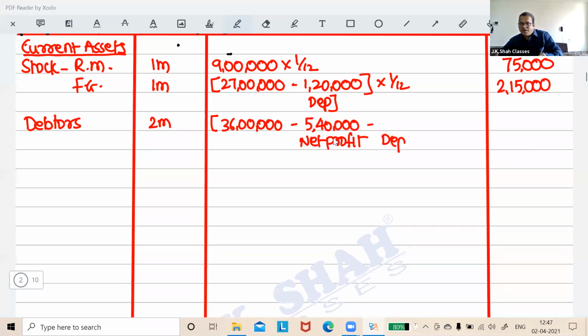Minus depreciation of 120. Whatever came. So 36 lakh minus 540 minus 120. It's 2940 into 2 by 12. Okay. So I get 490. Right, friends? Okay. You got this 2940 as a cash cost.